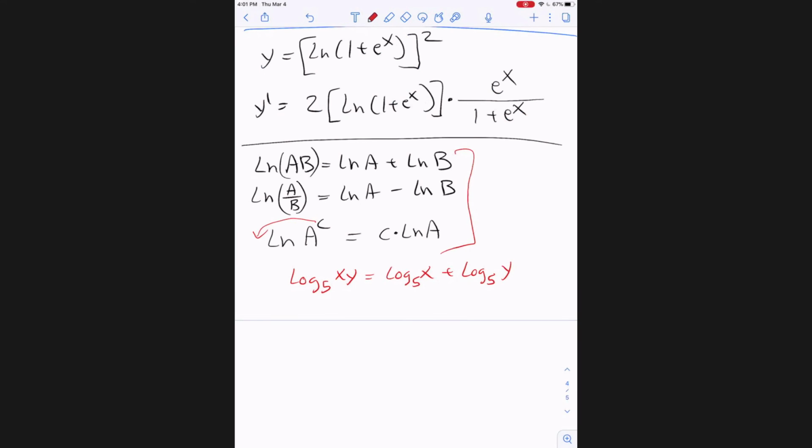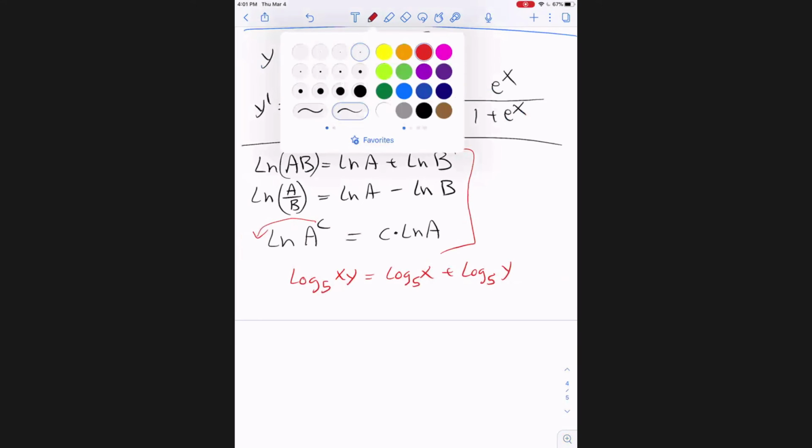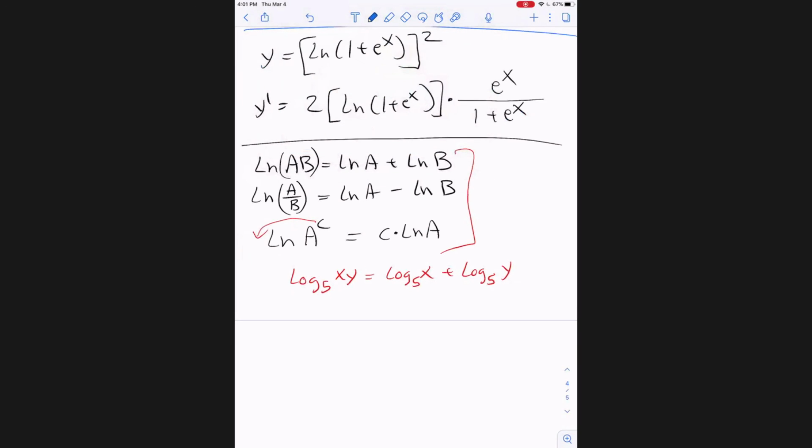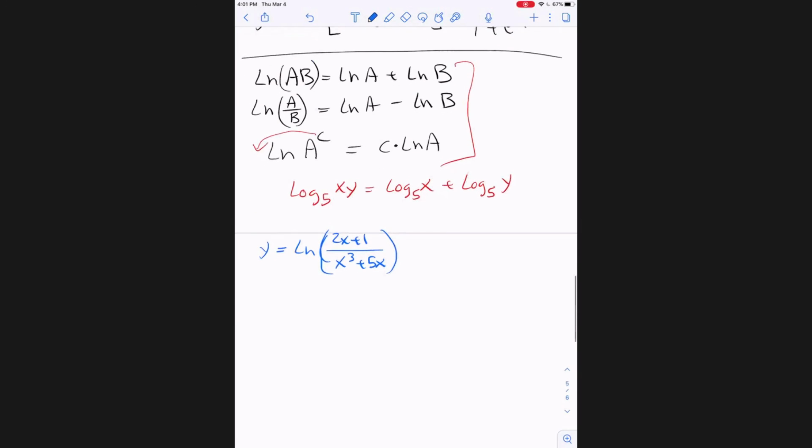So what this allows me to do is, suppose you're given a question and asked to take the derivative of y equals the natural log of 2x plus 1 divided by x cubed plus 5x. I'll wait until you guys catch up here. Don't do the problem. I'm just waiting until you catch up writing everything.